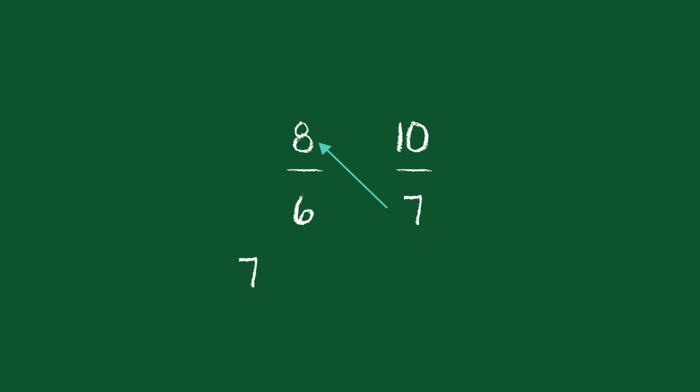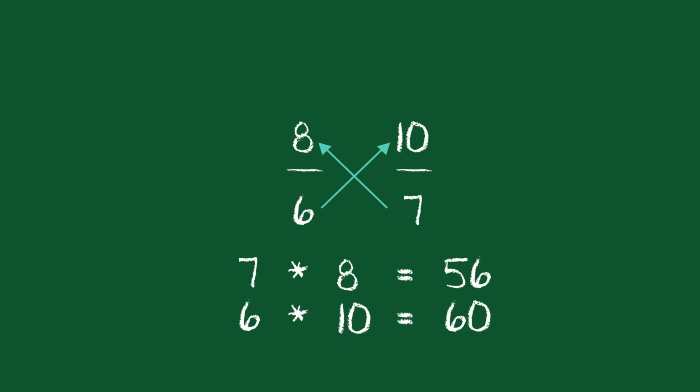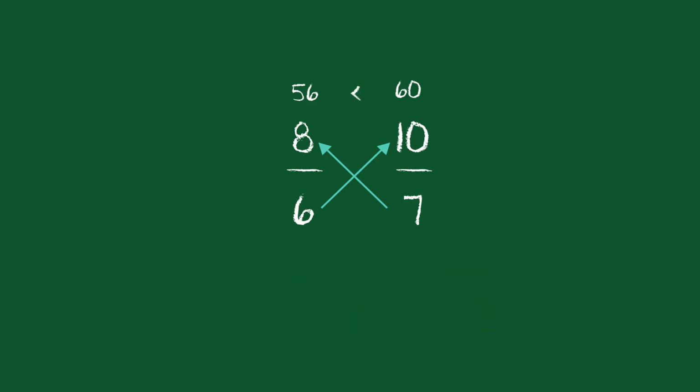The denominator 7 times the numerator 8 equals 56. The denominator 6 times the numerator 10 equals 60. Now, 8/6 is represented by the number 56, and 10/7 is represented by the number 60. Place the numbers on top of each fraction. As we can clearly see, 56 is less than 60.